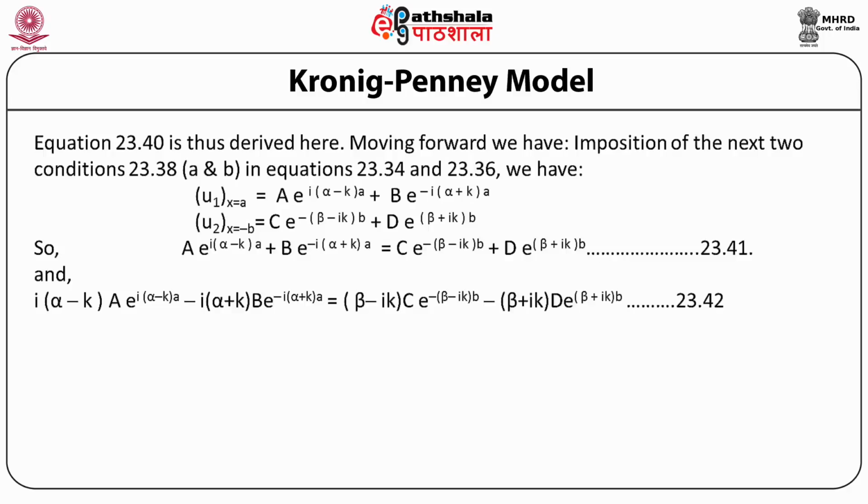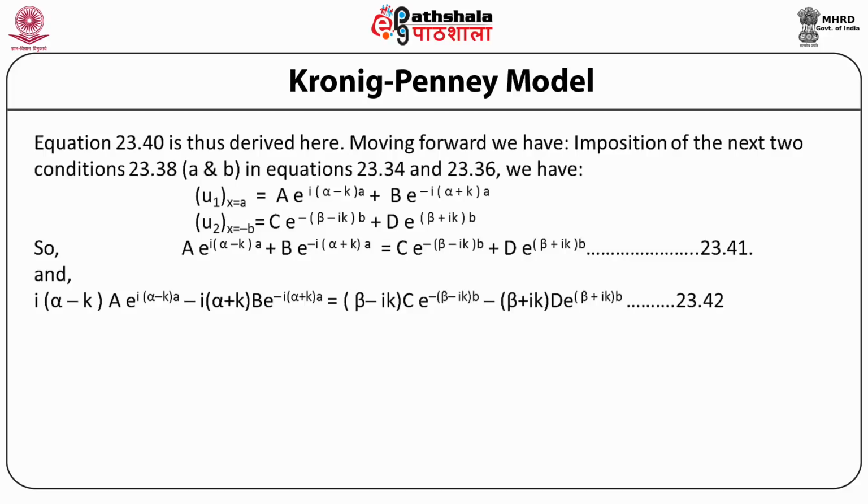u2 at x equal to minus b is equal to capital C into exponential of minus (beta minus ik) into small b plus capital D into exponential of (beta plus ik) into small b. So, capital A exponential of i into (alpha minus k) small a plus capital B exponential of minus i into (alpha plus k) into small a is equal to capital C exponential of minus (beta minus ik) into small b plus capital D exponential of (beta plus ik) into small b, which is represented by equation 23.41.